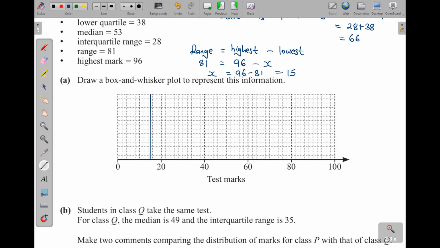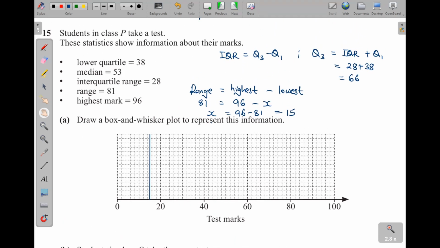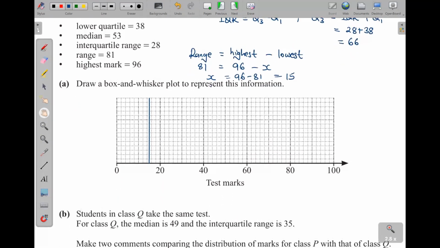Then after that, we are going now to go to the lower quartile, 38. So 38, I will just go 1 box behind 40. 38 is here. Okay, 38 is there actually. Let me leave some space. Let me leave 2 boxes up and down.